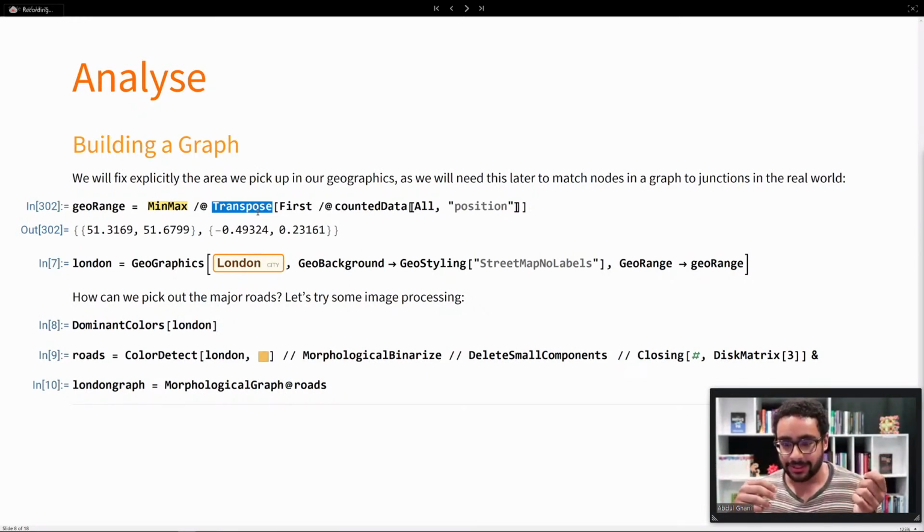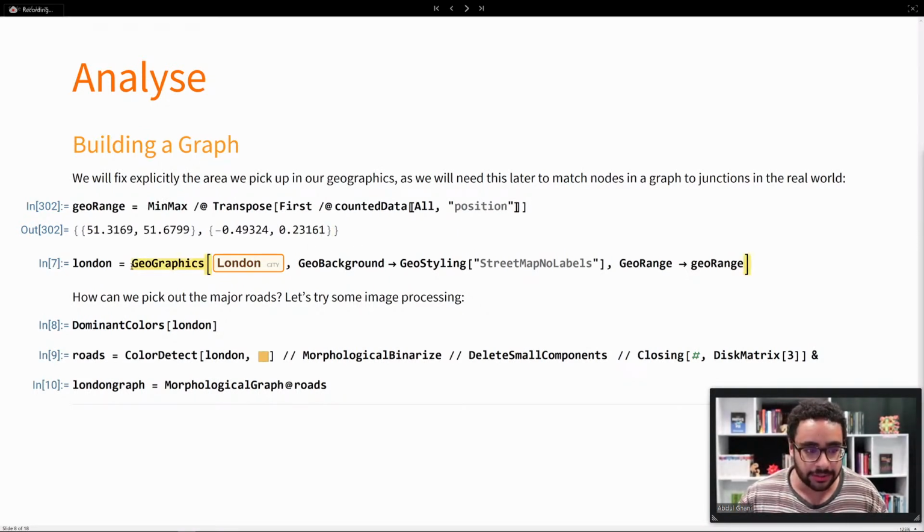So we want the minimum latitude and the maximum latitude, and we also want the minimum longitude and the maximum longitude. So if we have these latitude and longitude pairs in a list, we transpose them, we get lots of latitudes and lots of longitudes, and then we find the min and max of the latitude and longitude. So that gives us a range. That's what's going on there.